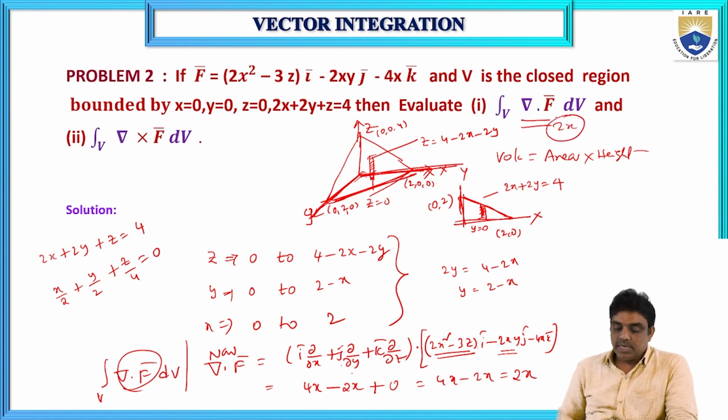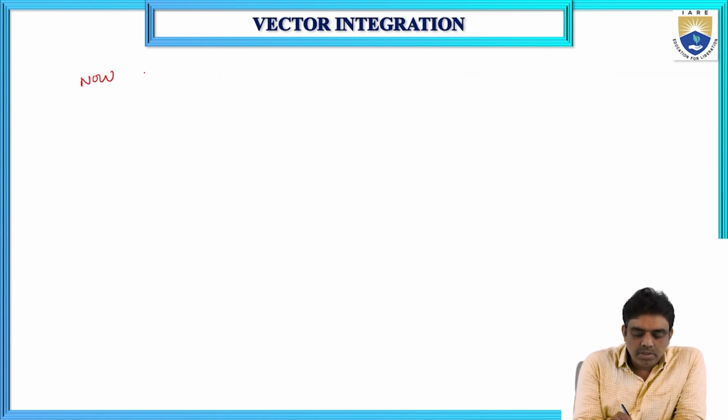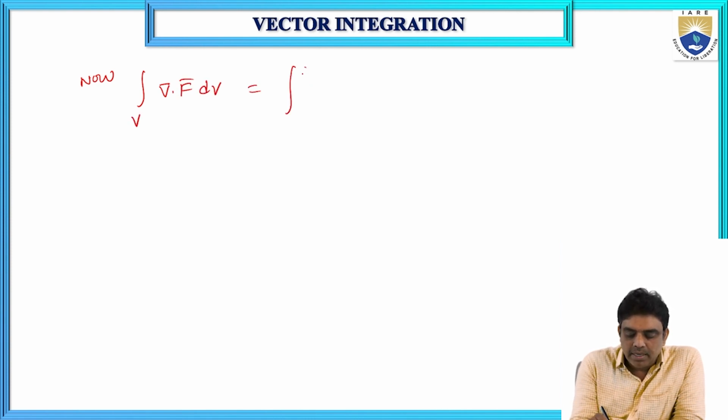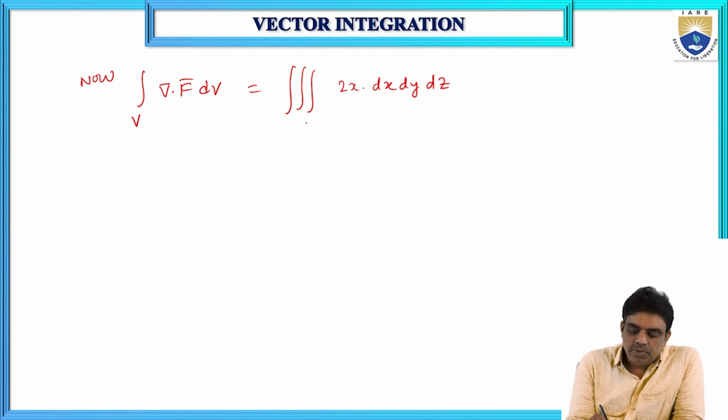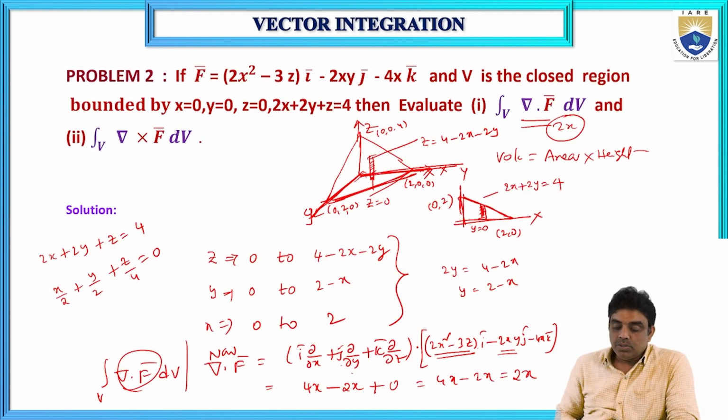So now we have to integrate the function. The integral of del dot f bar dv over V is equal to the triple integral of 2x dx dy dz, over the limits where z varies from 0 to, what is the upper limit? 0 to 4 minus 2x minus 2y.